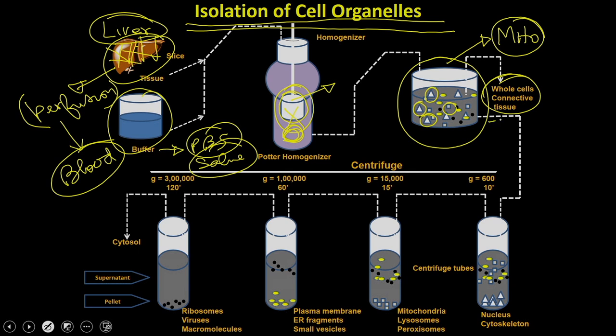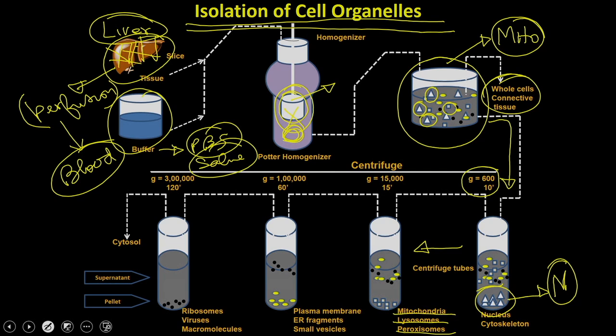Since we are using differential centrifugation, the first step is to spin this mixture at 600 g for 10 minutes. When you do that, it is going to pellet the heaviest particles. So it removes the nucleus from the mixture, and now you have the remaining stuff: the mitochondria, the lysosomes, and the peroxisomes.